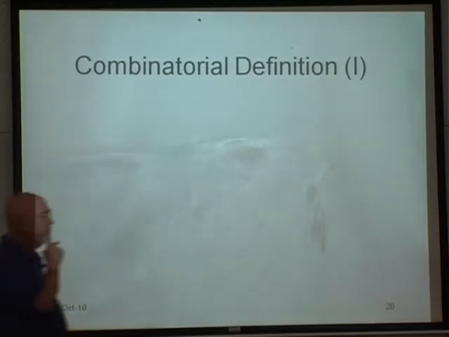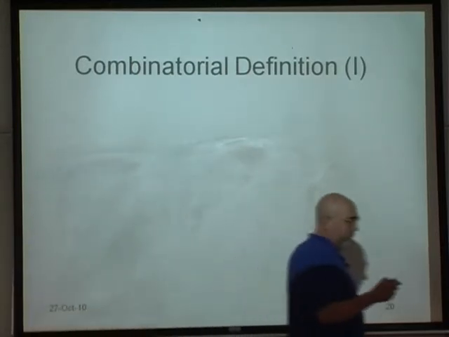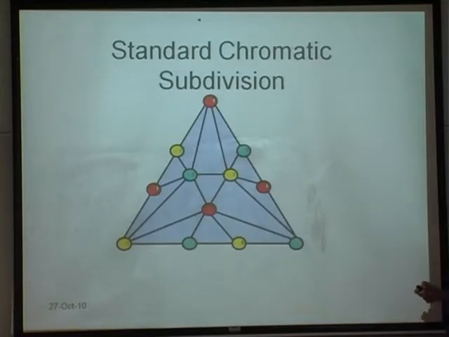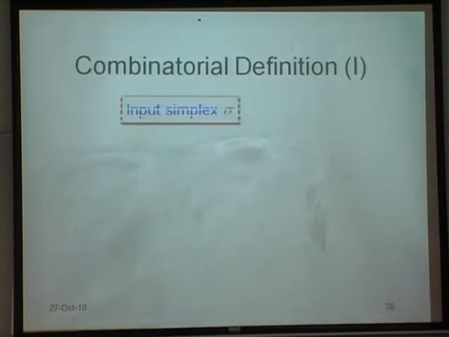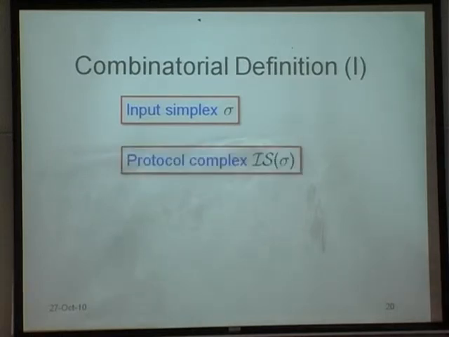Okay, so what I'm going to do now is go back. When you think about the standard chromatic subdivision, you can think about this picture. But that's not a definition. So I'm going to give you a combinatorial definition of what a subdivision is. And if we wanted to prove that this was actually a subdivision, we would work with that. But I'm going to give you a purely combinatorial definition of how this complex looks. So the first thing is, imagine that we have a single input simplex sigma. You know, we use the Greek letters for simplexes.